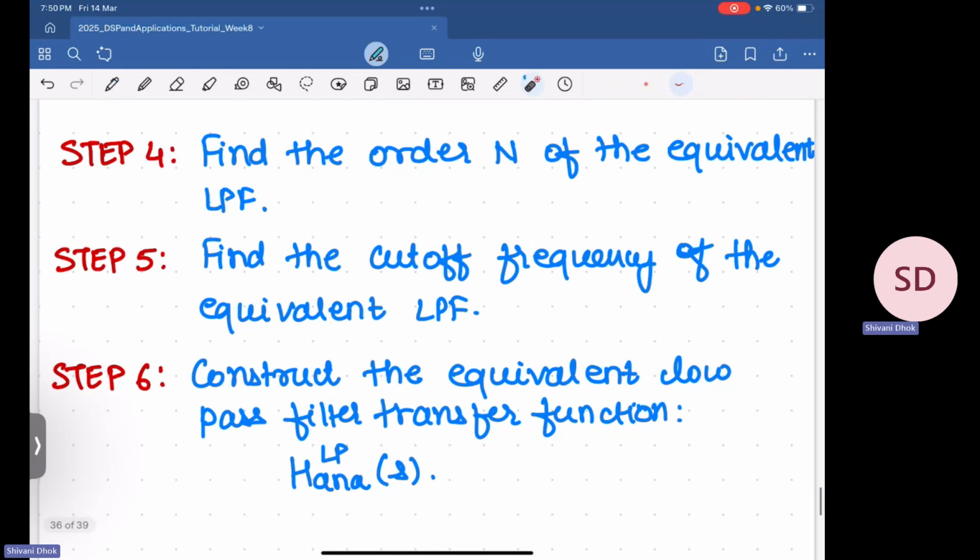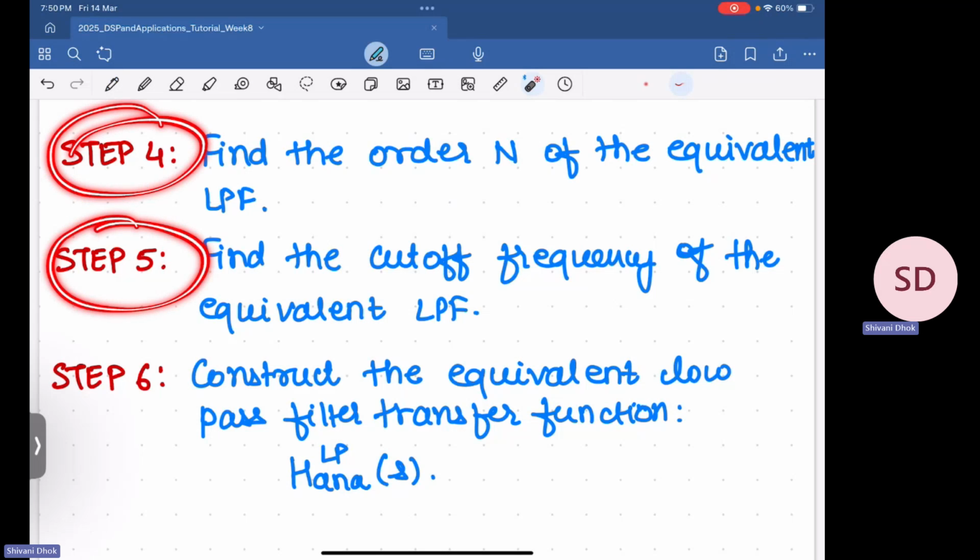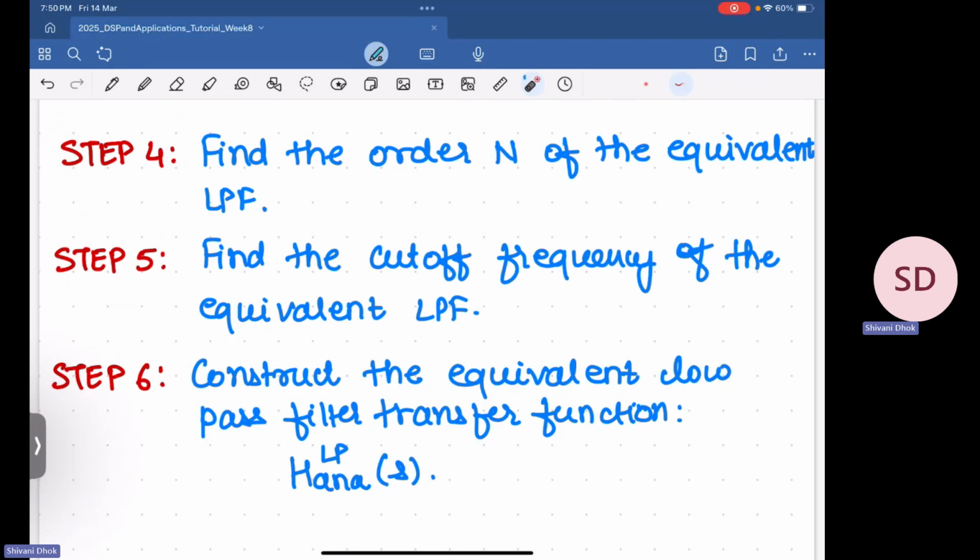Now a quick note here, these steps 4, 5, 6, all of these 3 steps depend on the type of filter that we want to design. So if you want to design a Butterworth filter, you take these equations for the Butterworth filter. If you want to design a Chebyshev filter, take the equations corresponding to the Chebyshev filter. So steps 4, 5 and 6 depend on what kind of filter you want to design. All the rest of the steps are the same for all others.